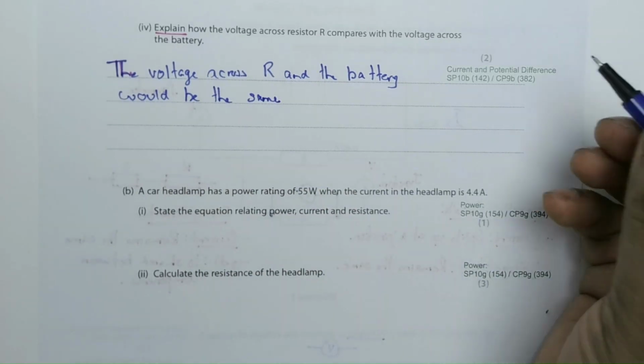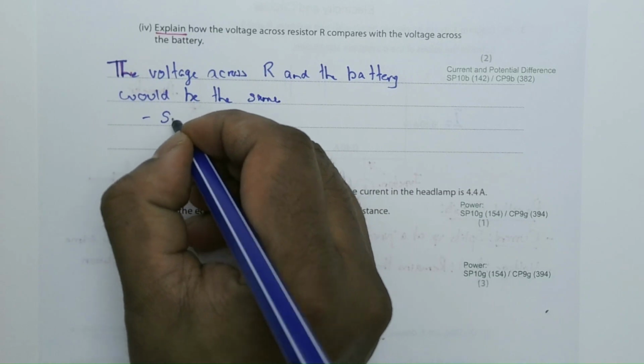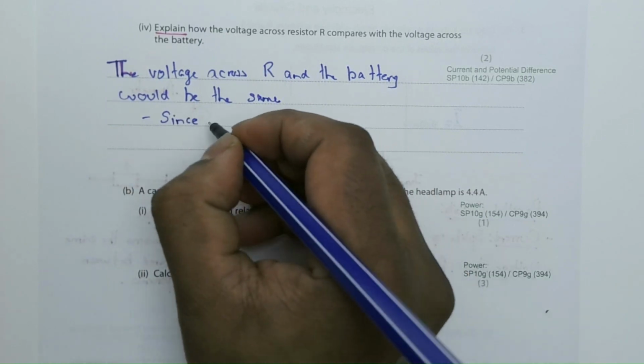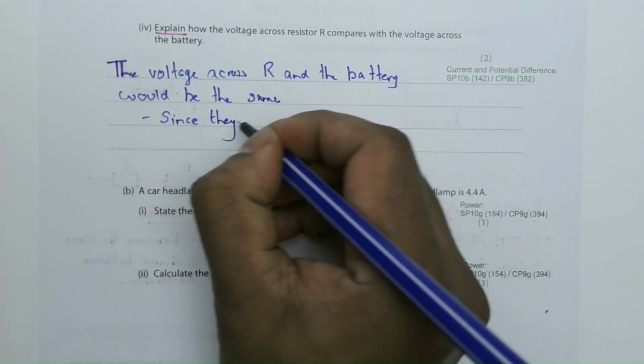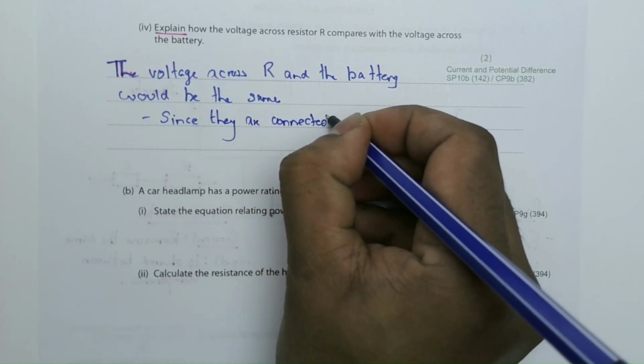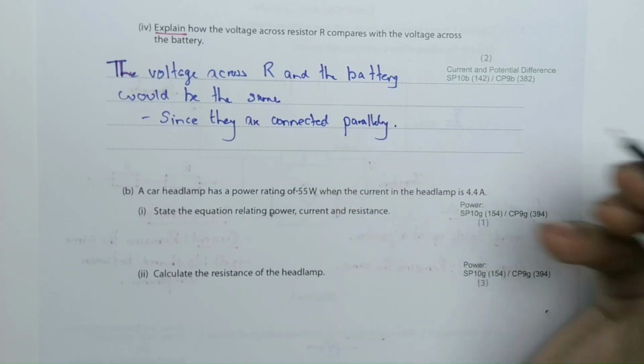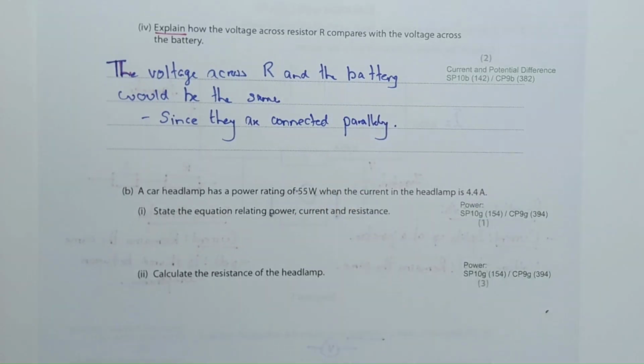That would give us 1 mark. The second mark is for giving a reason, because they are asking you to explain. Since they are connected parallelly. That's all you need to say.